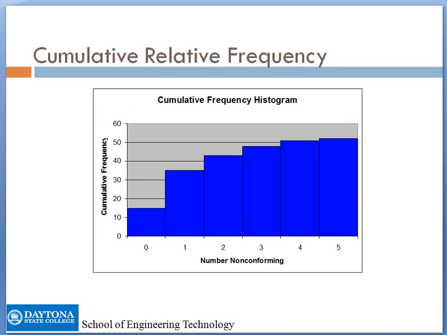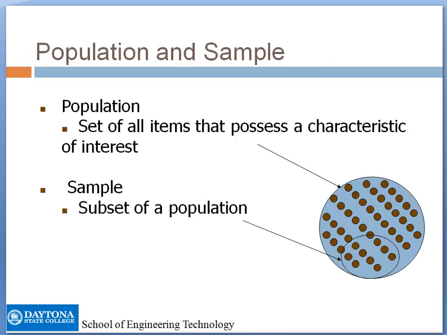You also have the cumulative frequency, which is calculated by adding the frequency of each data value to the sum of the frequencies for the previous data values. Another concept that is very important to understand in this field is population and sample. Population is the set of all items that possess a characteristic of interest, and the sample is a subset of a population.